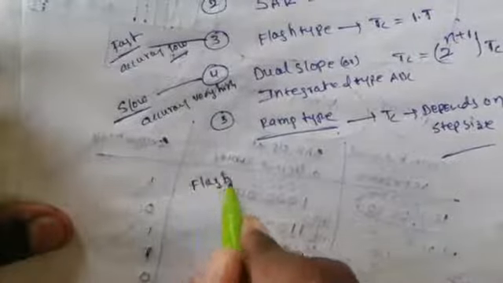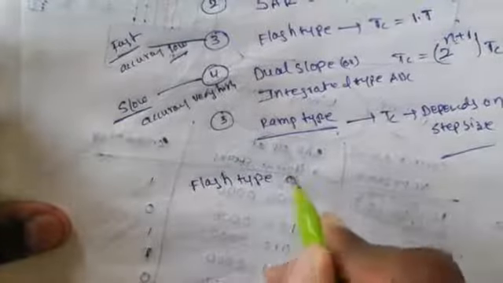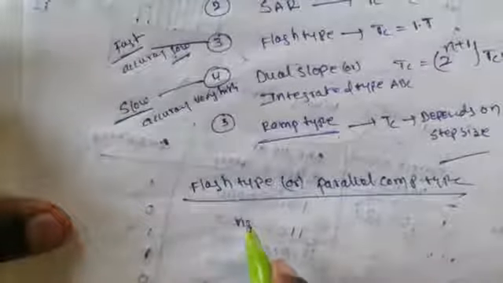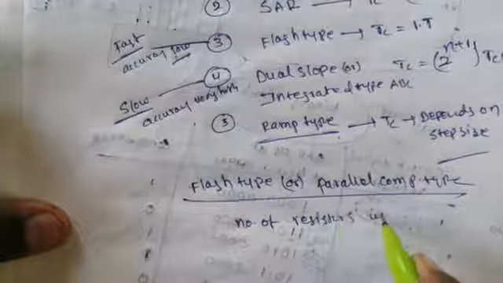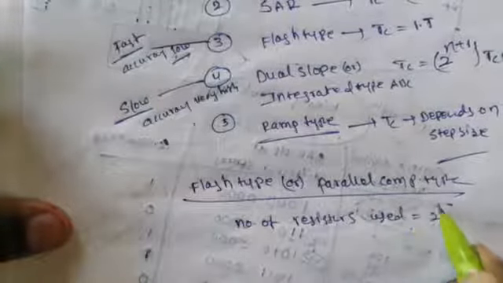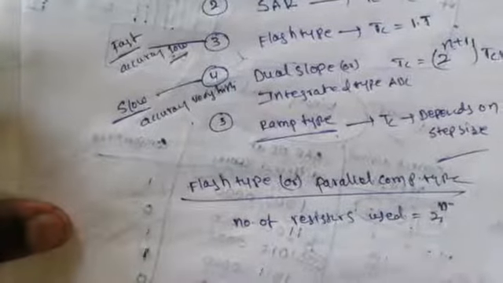Two more points: flash type or parallel comparator type ADC. In this case, the number of resistors used in the potential divider arrangement is 2 power n, where n is the number of bits, and the number of comparators used is nothing but 2 power n minus 1.